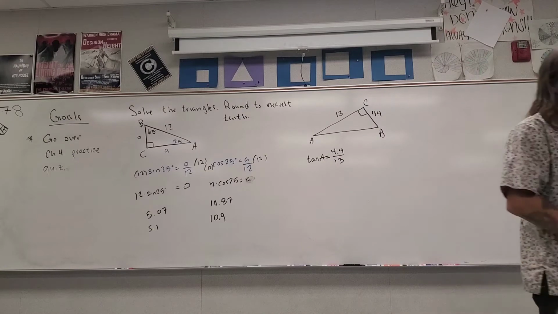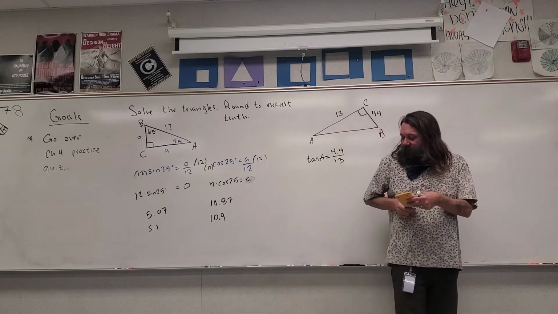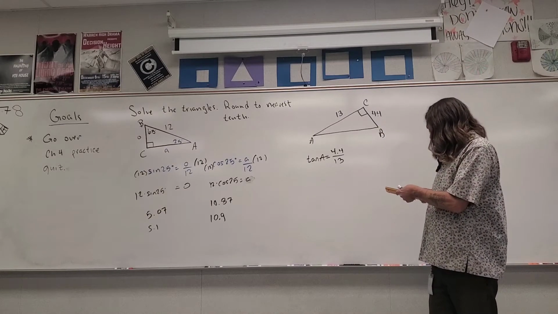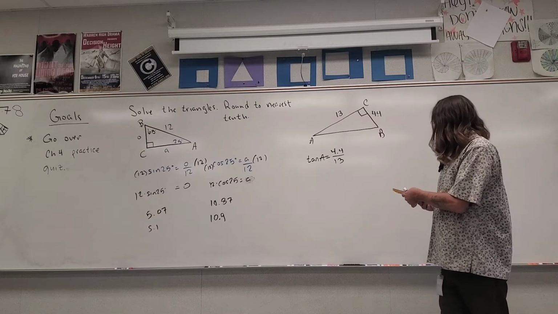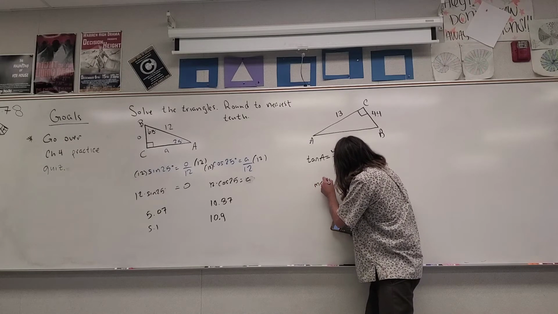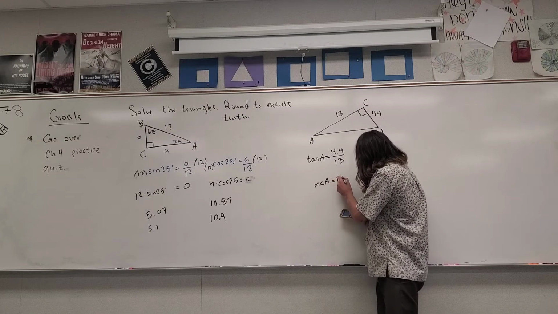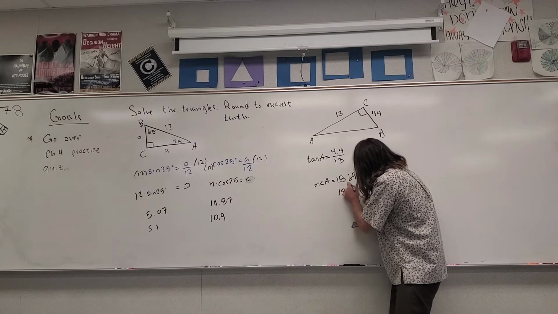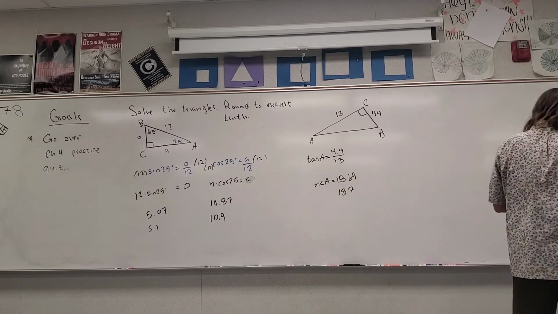Let's plug this into the calculator. This is when we use the inverse function, or the arctangent. So second tangent, and you should have tangent inverse of 4.4 divided by 13. That means that the measure of angle A is 18.69, which rounds to 18.7 degrees. So I have the measure of angle A.